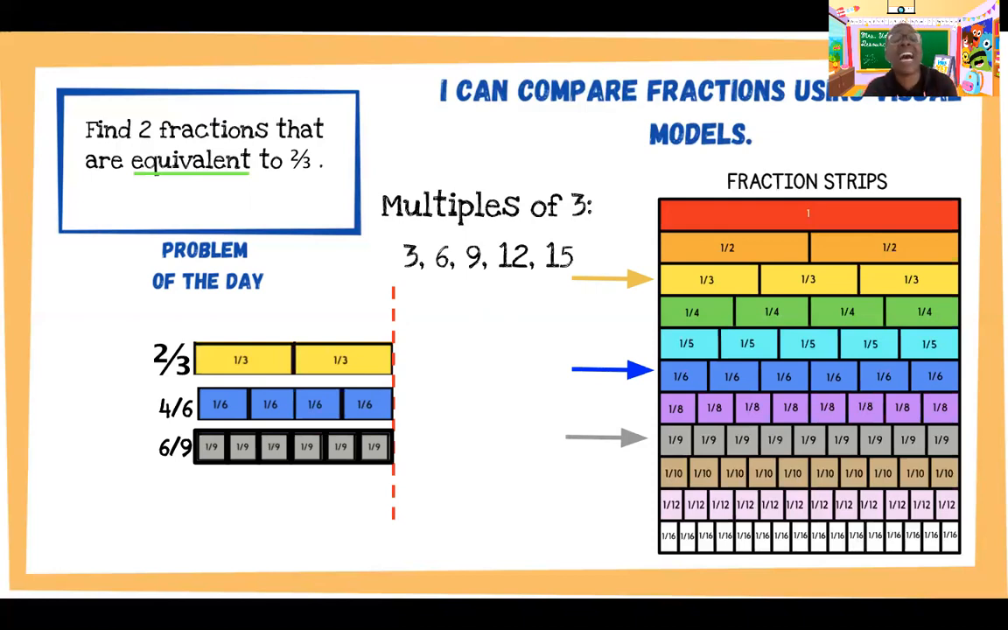What do you think the denominator of the next equivalent fraction is? Did you say 12? Absolutely, because it's the next on our list of multiples. Well, knowing that the denominator is 12, which set of fraction strips are we going to use? That's right, we'd use the 12s.